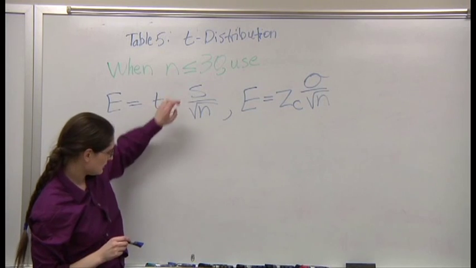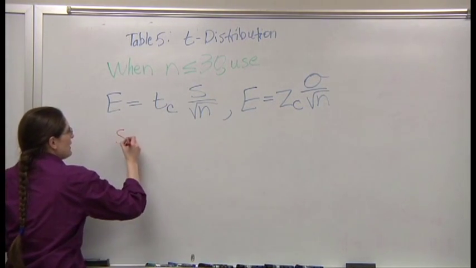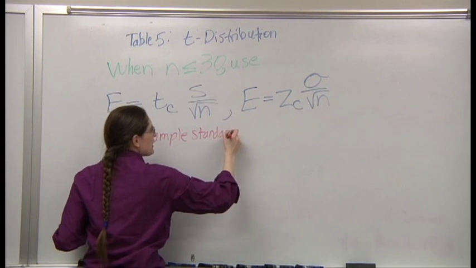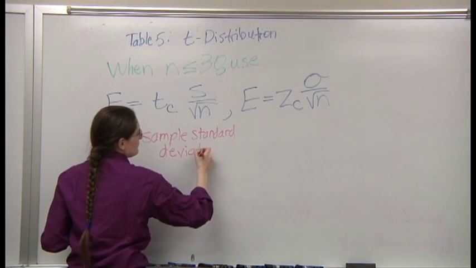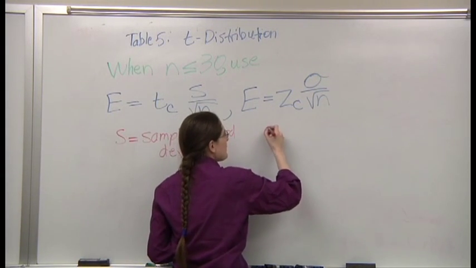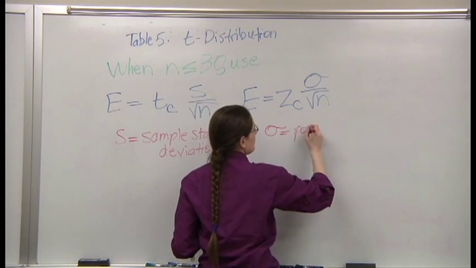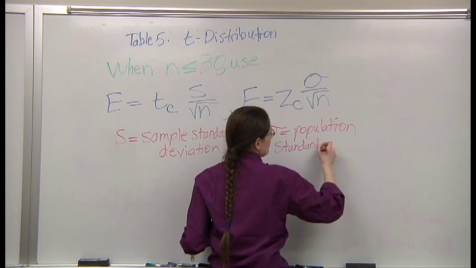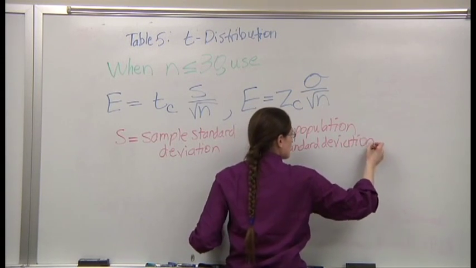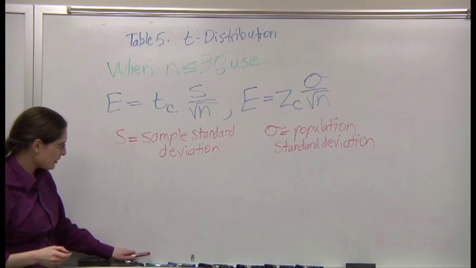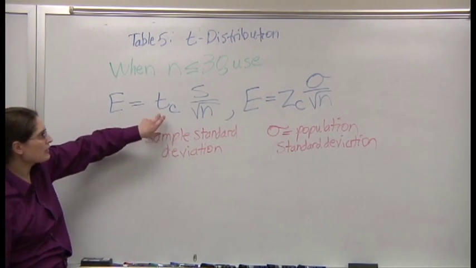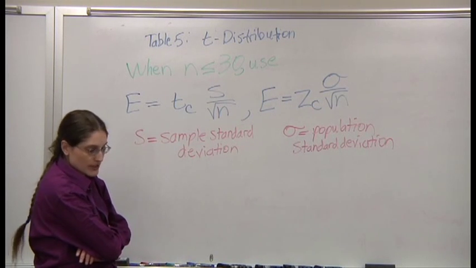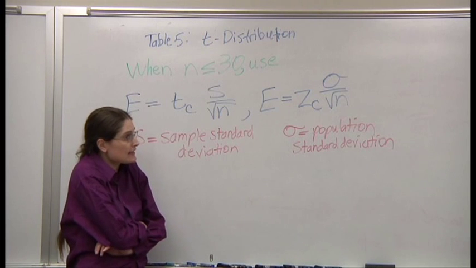But what's S? Remember, S is the sample standard deviation. And this, sigma, the Greek letter, is the population standard deviation. But other than that, the formulas are pretty much the same. S goes with T. Funny Greek letter goes with Z. And T is a number that we pull off a table, just like Z.